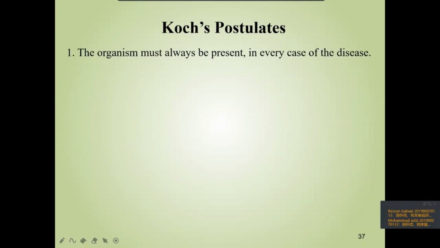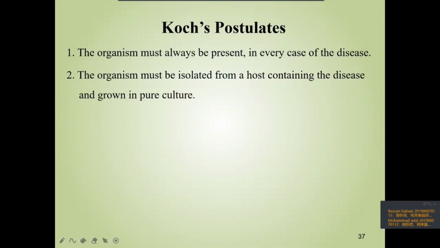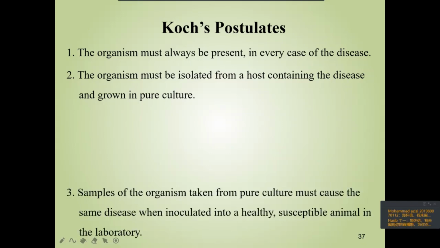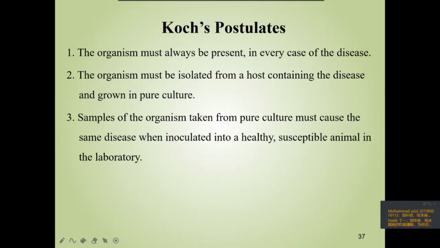And then this organism must be isolated from a host containing the disease. And then you can grow the pathogen in a pure culture. And using this pure culture, you can challenge a healthy susceptible animal, and you give the pure culture to the animal, and the animal should develop the same disease and the same symptoms. Then the same organism must be isolated from the inoculated animal and must be identified as the same original organism first isolated from the originally diseased host.